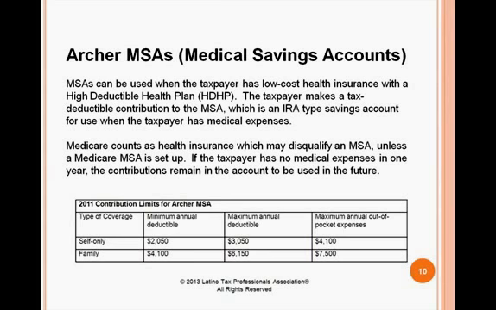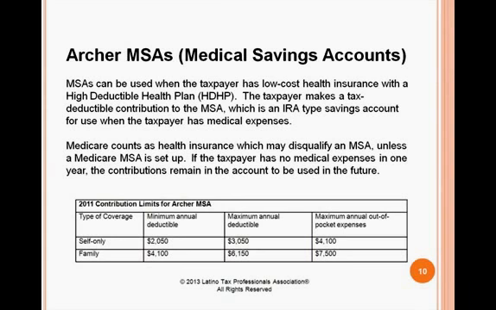Now, an Archer MSA, I've not seen any of these, to be honest, in the years that I've been doing taxes. They certainly have them out there, a medical savings account, and it can be used when the taxpayer has low-cost health insurance with a high-deductible health plan. The taxpayer makes a tax-deductible contribution to the MSA, which is an IRA-type savings account for use when the taxpayer has medical expenses. That reduces his taxable income.